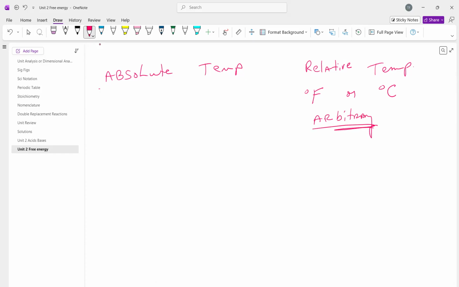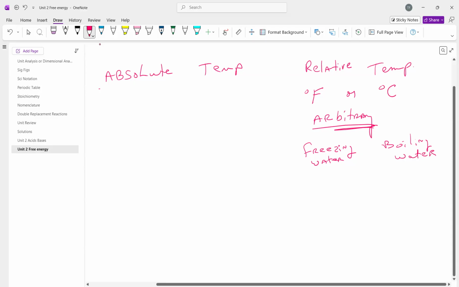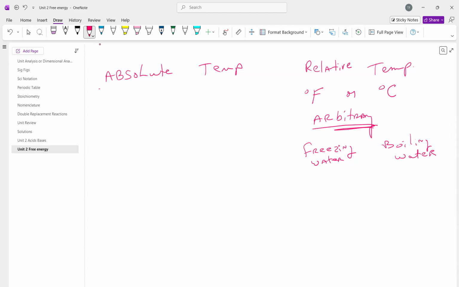What I mean by that is it's based on two things: the freezing point of water and the boiling point of water. Now, we've already talked about how molecules move in various different ways. And this would be 0 and 100 or 32 and 212.